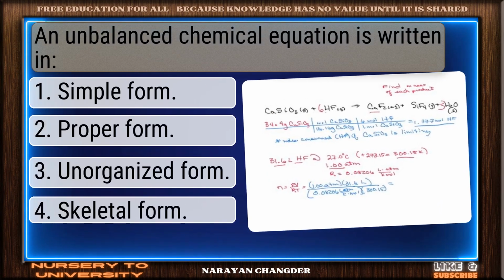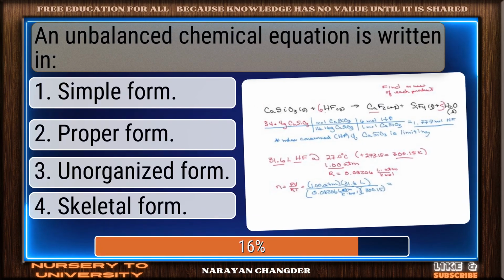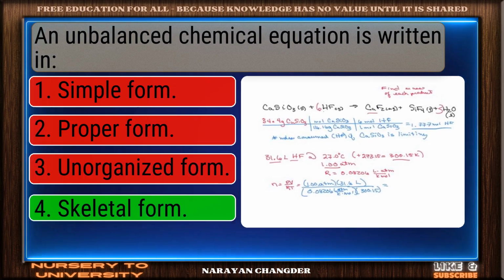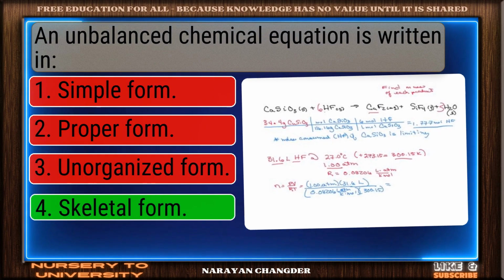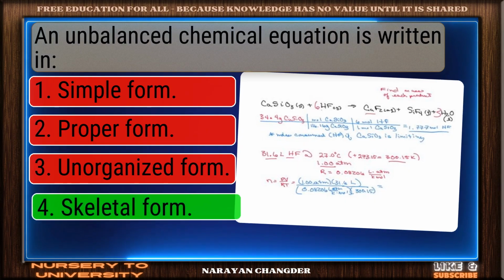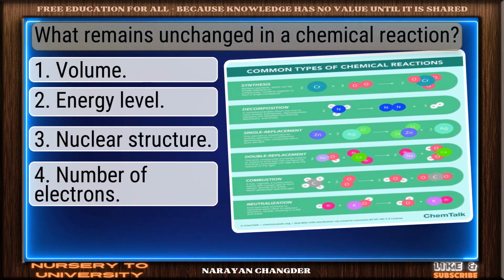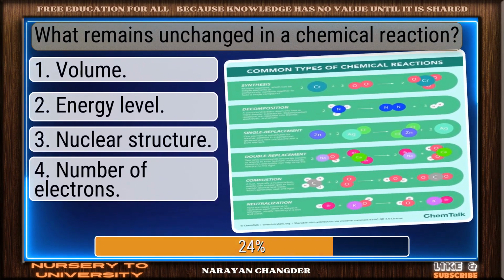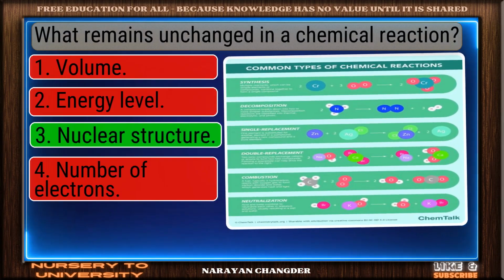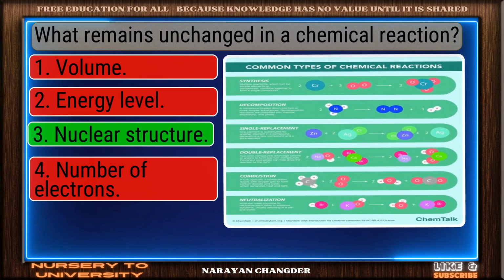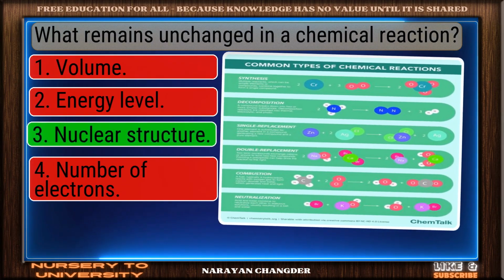An unbalanced chemical equation is written in. Good thinking. Skeletal form is the right answer. What remains unchanged in a chemical reaction? Excellent choice. Nuclear structure is the right answer.